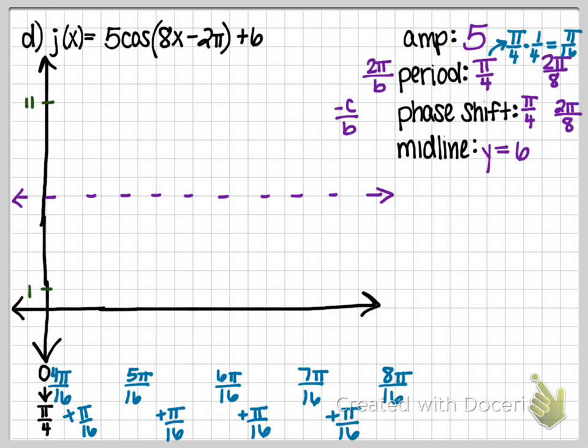So then we'll simplify each one. We already know that 4 pi over 16 is just pi over 4. 5 pi over 16 can't be simplified. 6 pi over 16 is 3 pi over 8. 7 pi over 16 can't be simplified. 8 pi over 16 is just pi over 2. So go ahead and we'll label these guys out. So we'll start at pi over 4.